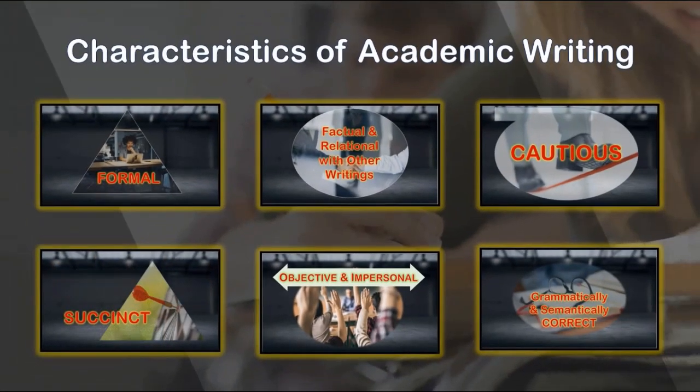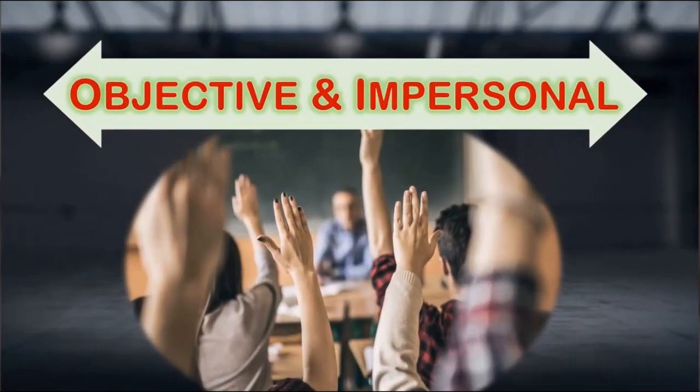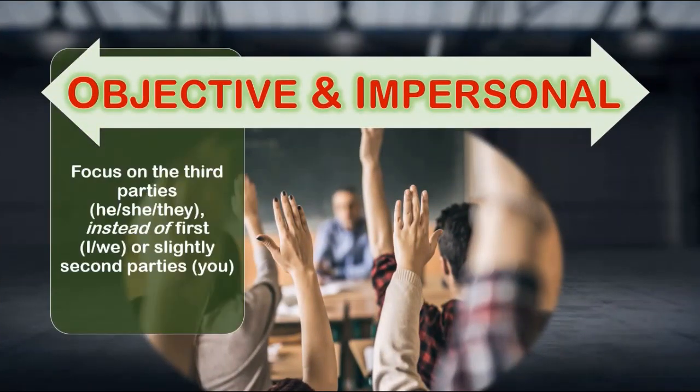Now, let's go to the fifth characteristic, which is being objective and impersonal. What does it mean to be objective and impersonal? First, you have to focus on third parties. Use third person pronouns like he, she, or they instead of the first person I or we, or the second person you. You have to be objective.